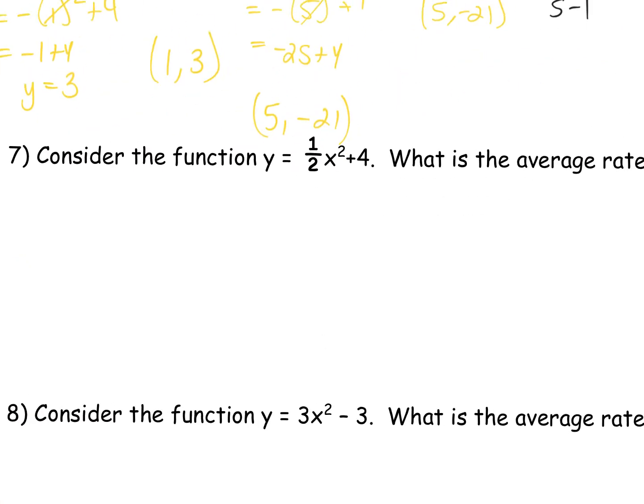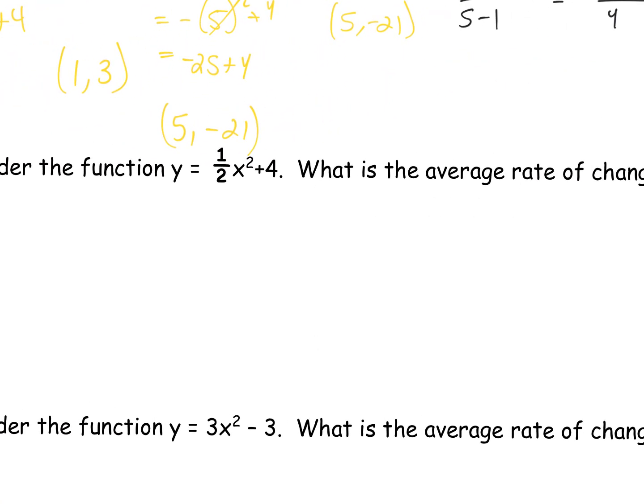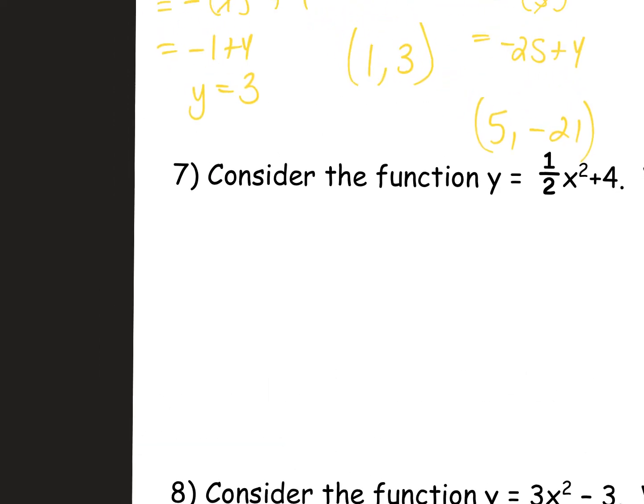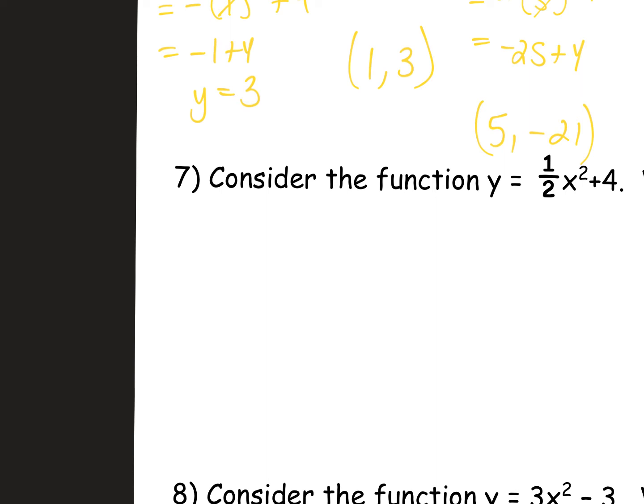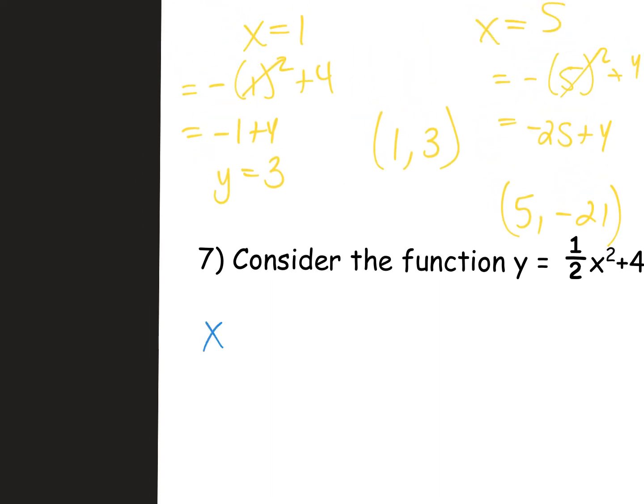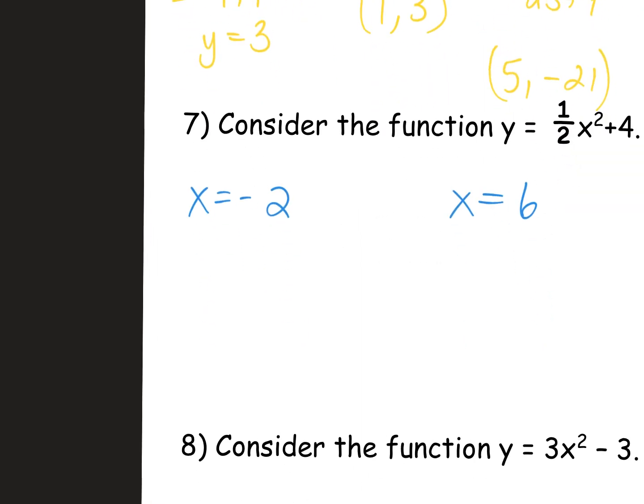All right, let's look at the next one. Look at number 7. Same thing. I have a function, 1/2 x squared plus 4, and I want to know the average rate of change between negative 2 and positive 6. So the first thing I do is I have to evaluate using those two numbers. X equals negative 2 and x equals 6. On your homework, this is what I should be seeing.